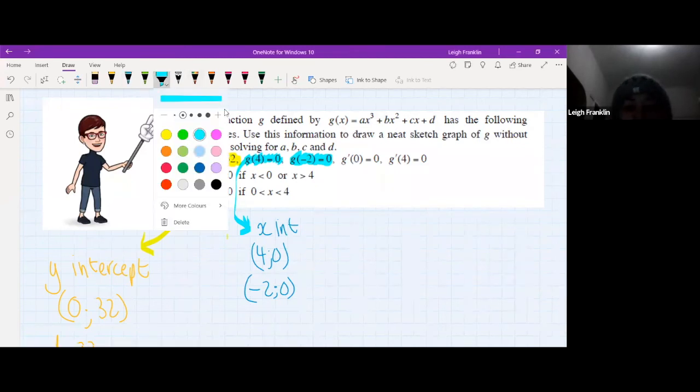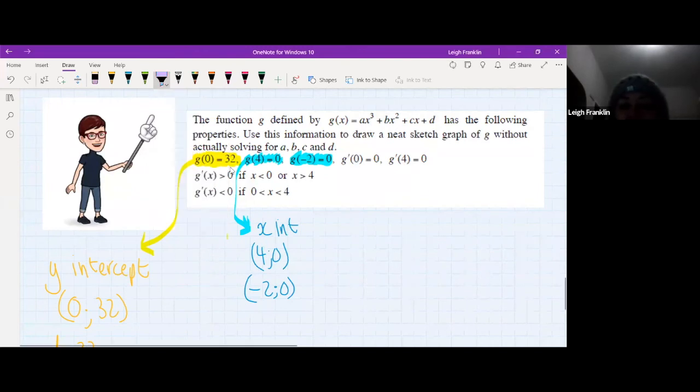Let's go and have a look. I'm going to choose another color now. All right, let's go with lavender. What does that mean? G prime 0 equals 0. Okay, so they are telling us that the gradient, so what this means for us, and again, I'll just write it in words for you.